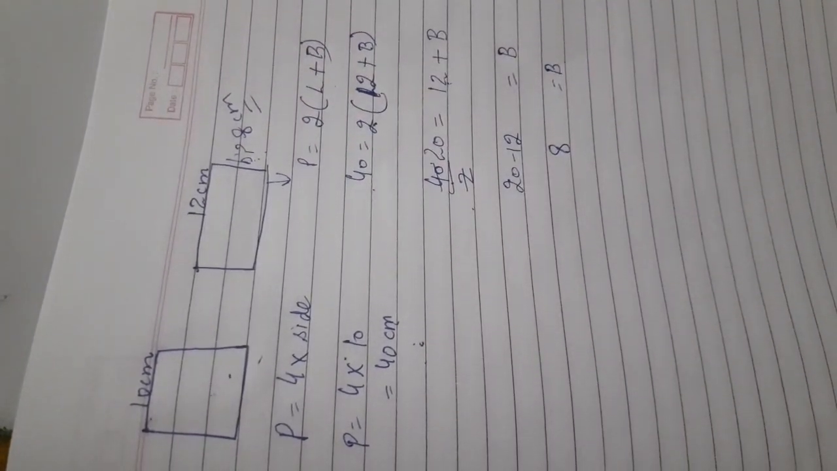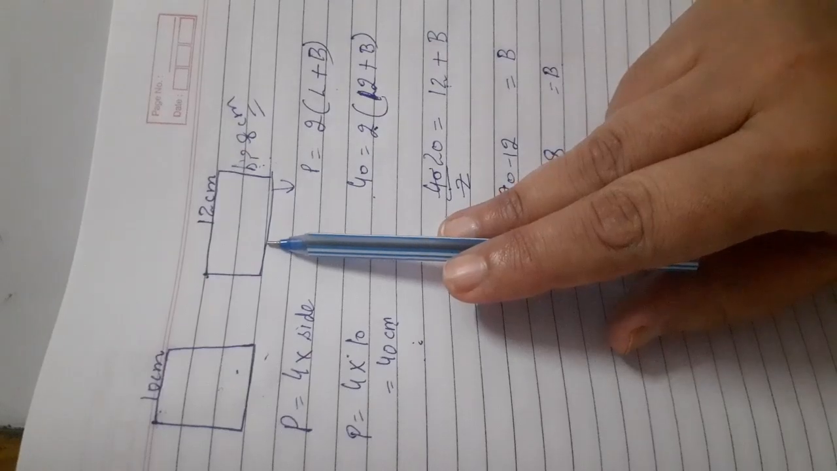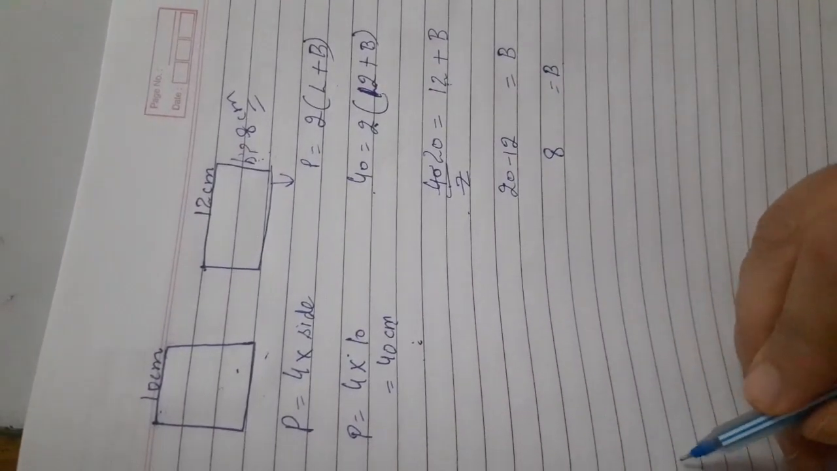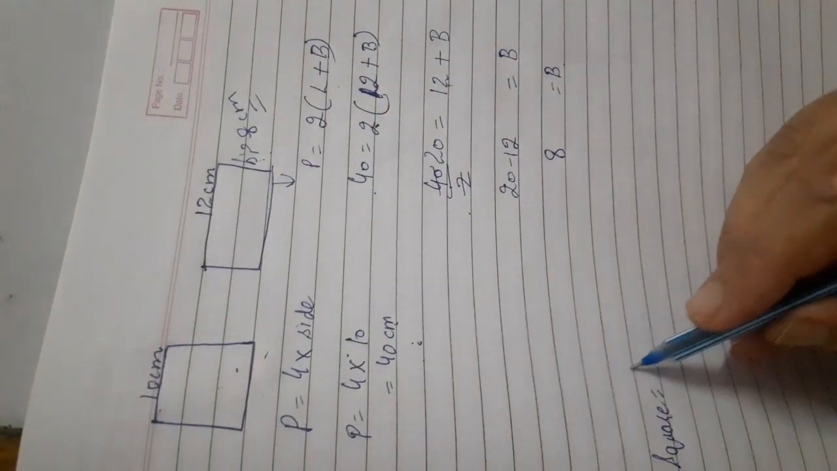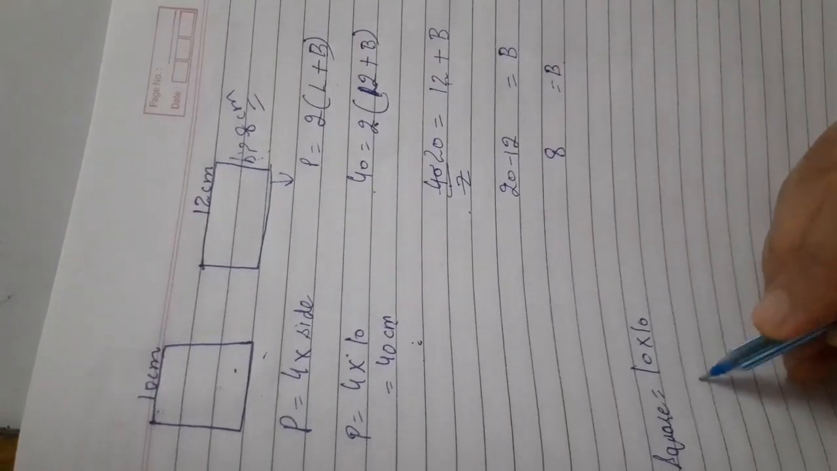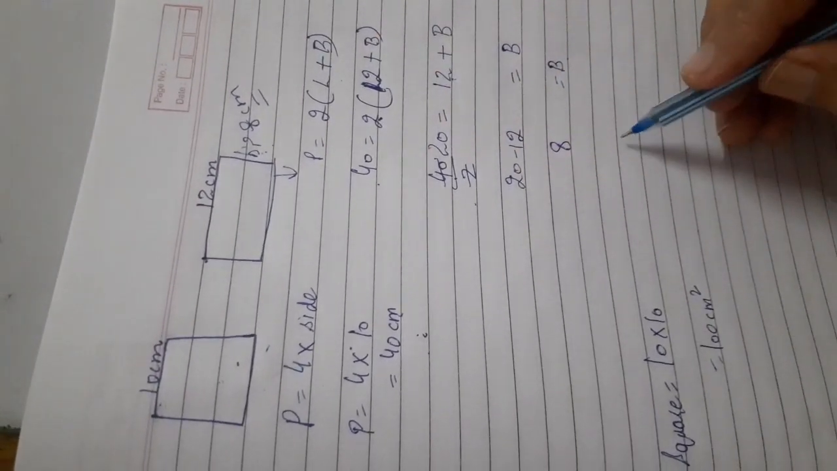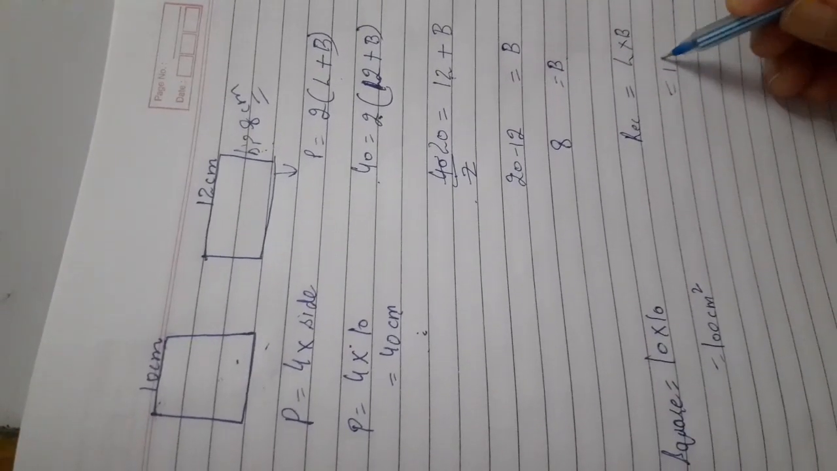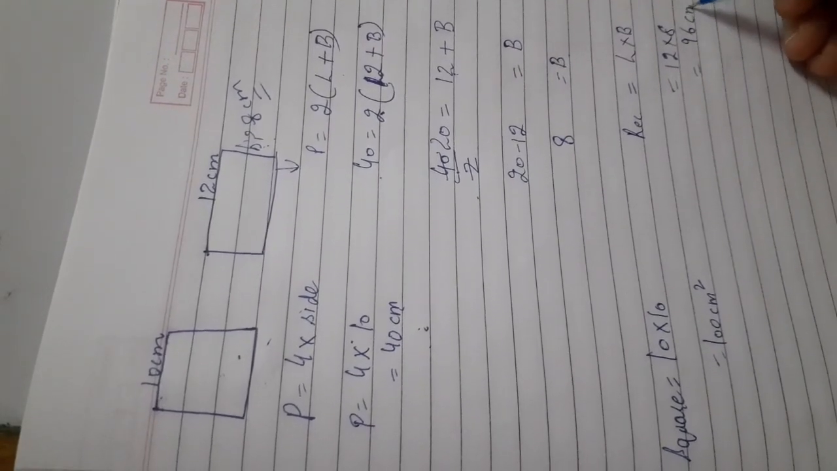Now the next part is which figure encloses more area and by how much. Which of these two has more area? So I will find out the area of both of them. Area of the square is side into side, 10 into 10, that means 100 centimeter square. And the area of the rectangle is length into breadth, so 12 into 8 is 96 centimeter square.